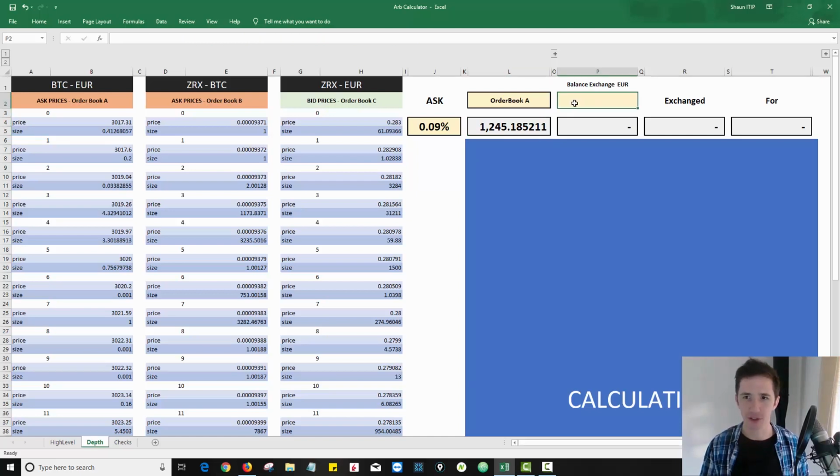Now let's assume that I've got 250 euros to trade with. So I'm going to enter in 250 over here. Now this says I would have exchanged, simulating this trade, the full 250 euros because there was 1,245 available.